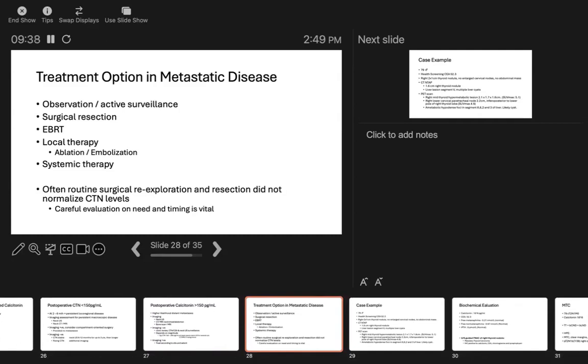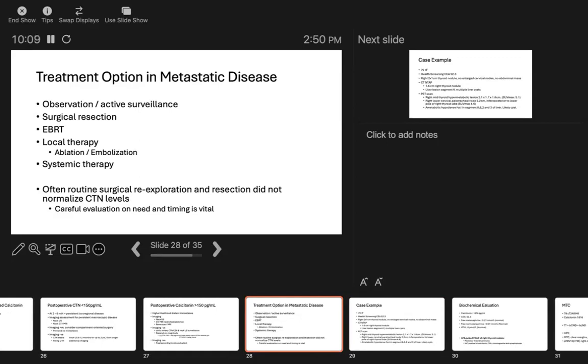Now, previously, when we diagnosed recurrent or metastatic disease, surgical re-exploration and resection was routinely done. However, not all of these patients will actually achieve normalization of the calcitonin levels. So it's not always successful. So careful evaluation of the need and indication to go in to resect or to do any treatment, and the timing of all this planning, is vital so that we don't do things unnecessarily.